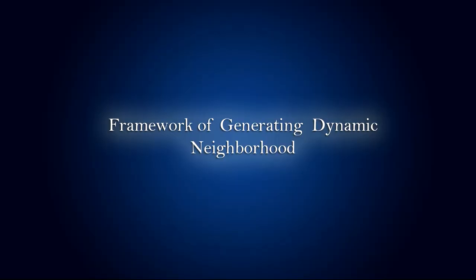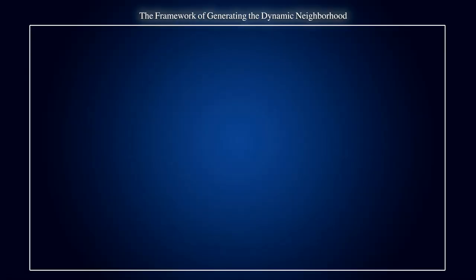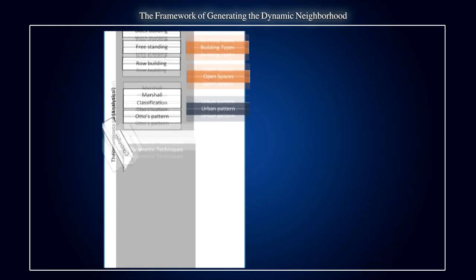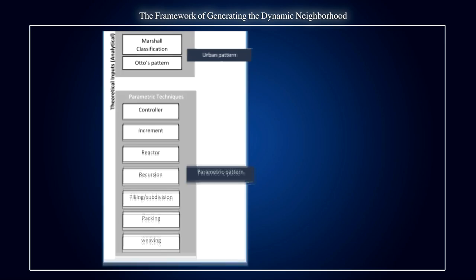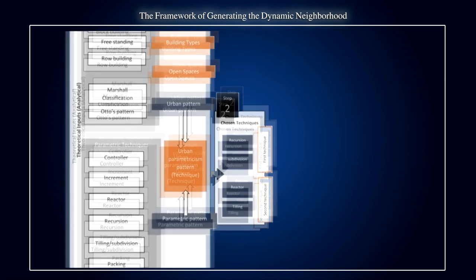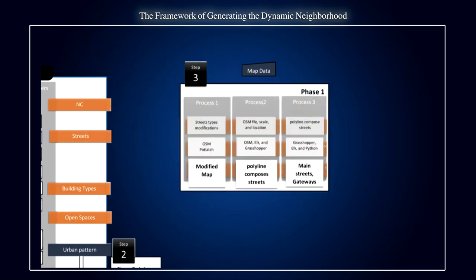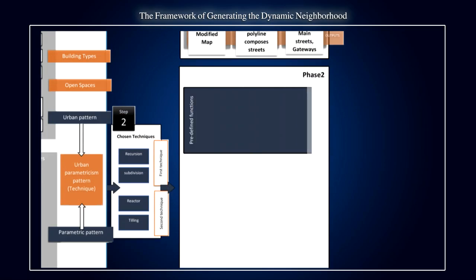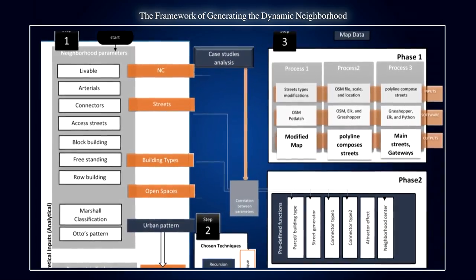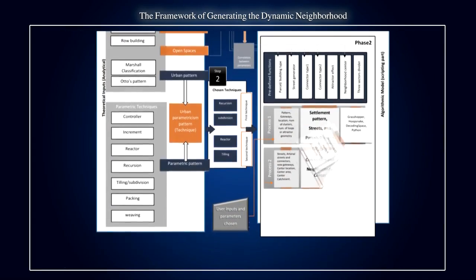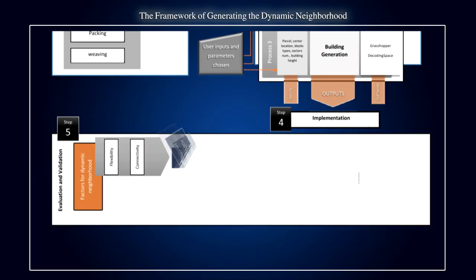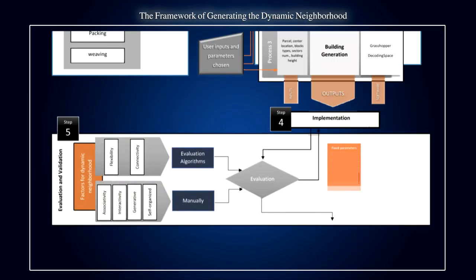Here's the framework of the study to generate dynamic neighborhood. The framework begins with extracting neighborhood parameters and choosing the parameter techniques. Then, the modeling process with its 2 phases and processes includes the predefined functions. Each process includes inputs, outputs, and parameters. Then the implementation of the model, finally, evaluation and validation of the model.